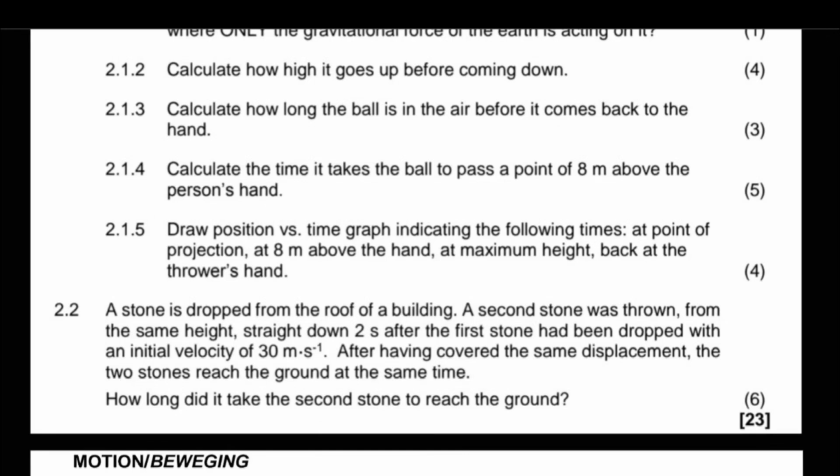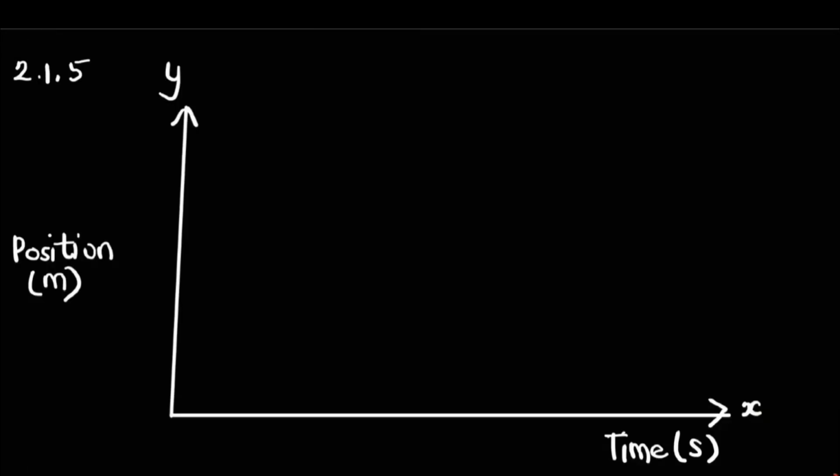Okay, quite a bit of information that they are requiring, and let's start off by drawing our axes. So here we've got time on the x-axis. Time always goes on the x-axis because it is the independent variable. We have position on the y-axis, and we label our axes, and we always show our units in brackets.